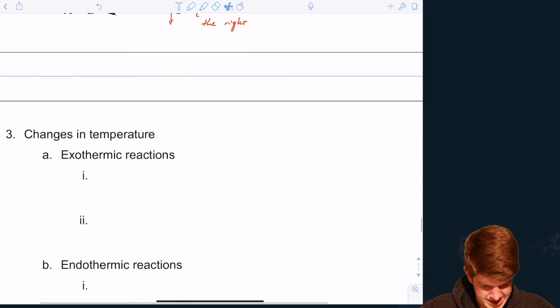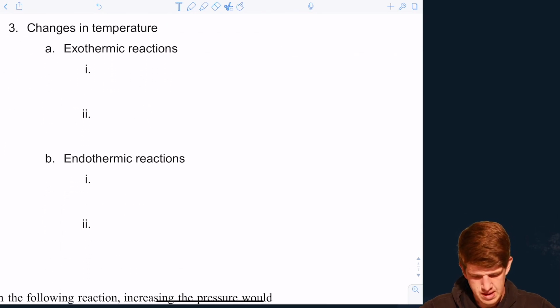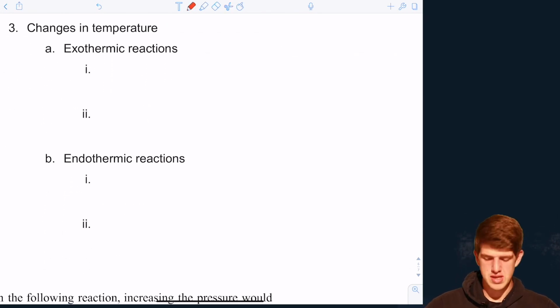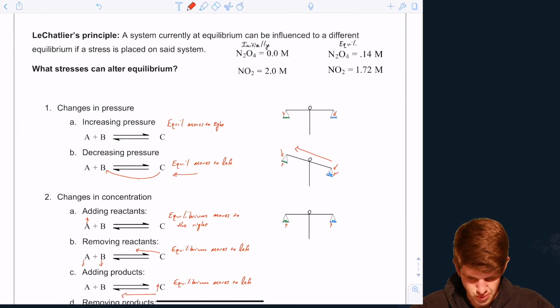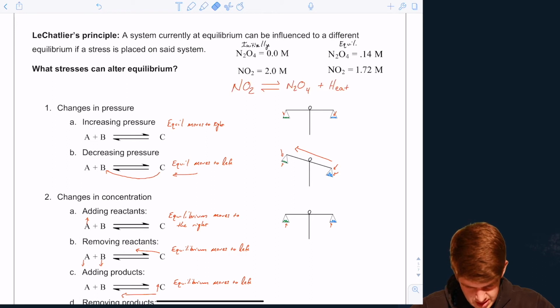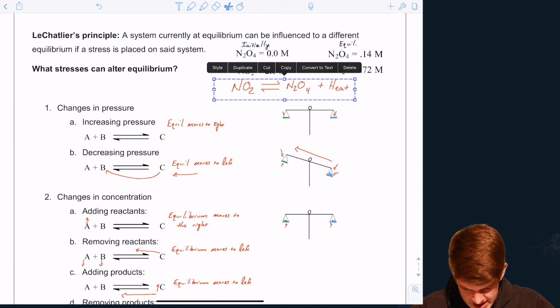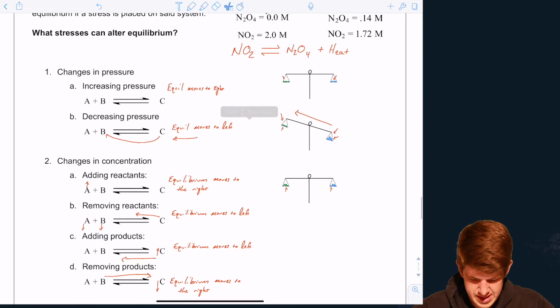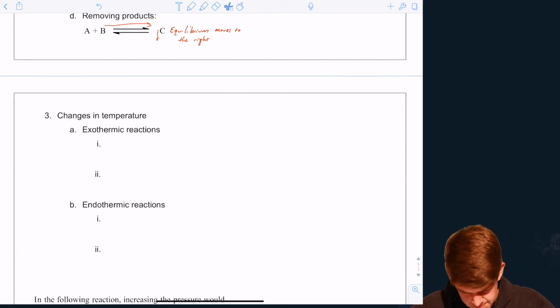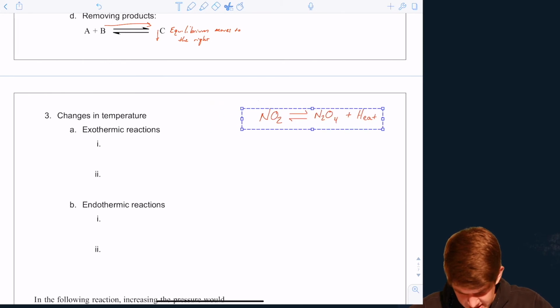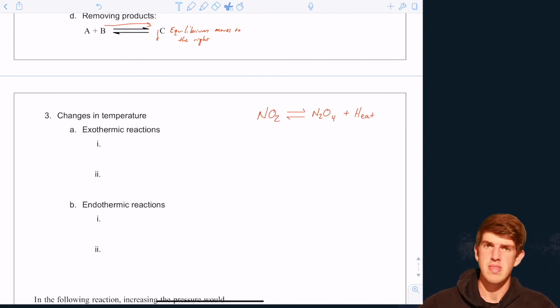Now let's look at temperature. So, as it turns out, one of the reactions we talked about briefly is the NO2 conversion into N2O4 and heat. It turns out that when I actually make N2O4 from NO2, I release heat. Heat's a product. And so if I think of heat as a product, I can just treat it like a normal product.